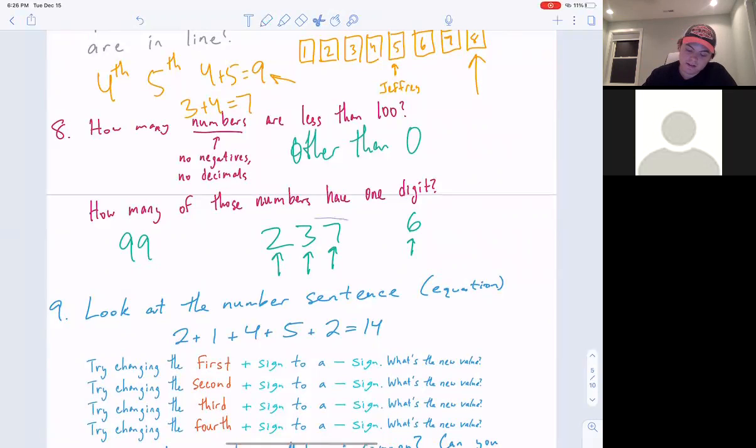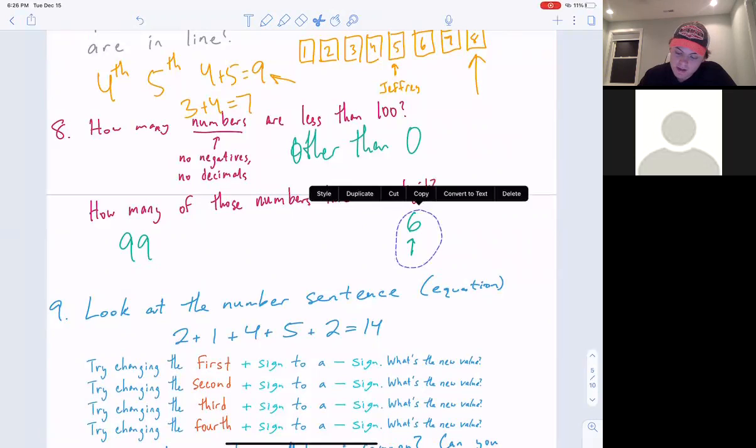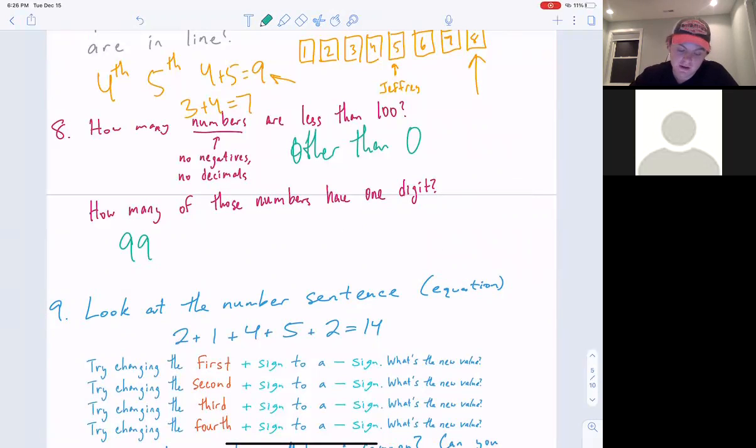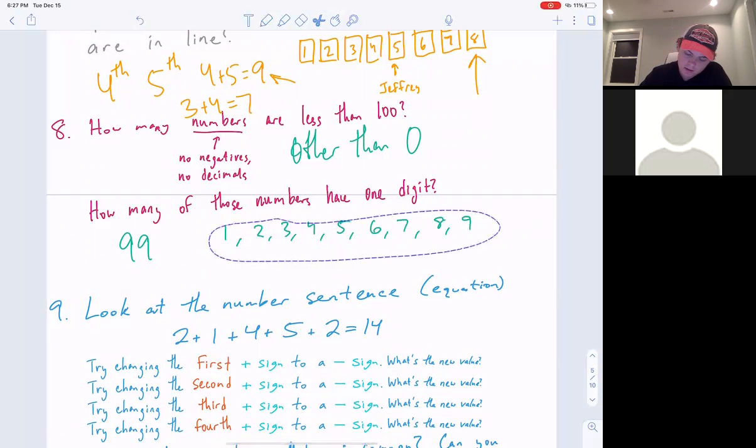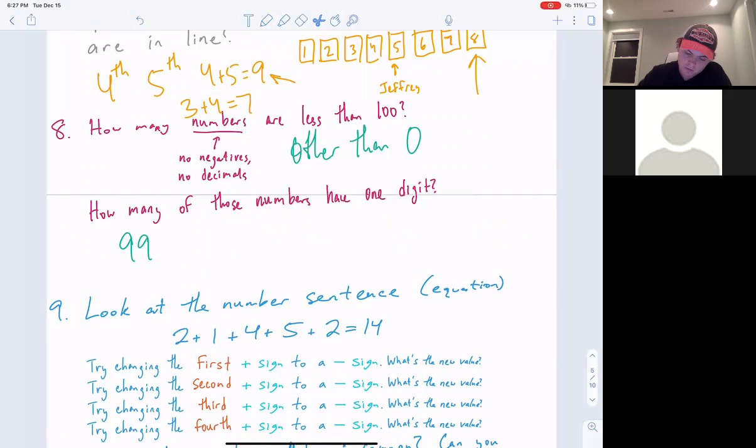So you can see here that 6 actually has just one digit. And I want to know how many numbers in total less than 100 have one digit. And again, we're not counting 0. So those numbers would be 1, 2, 3, 4, 5, 6, 7, 8, and 9. Okay, and there are 9 of those. And that gives me an answer to the second question of 9.